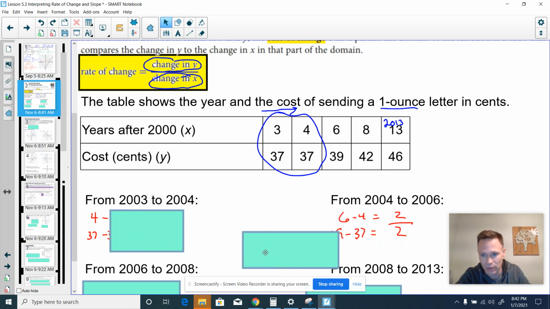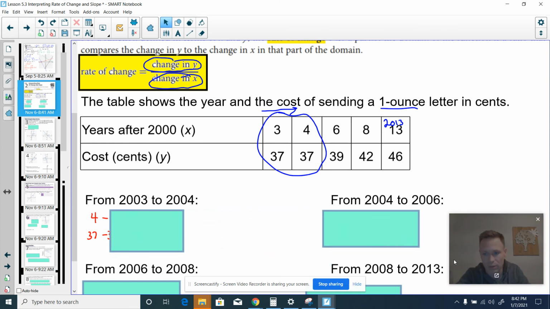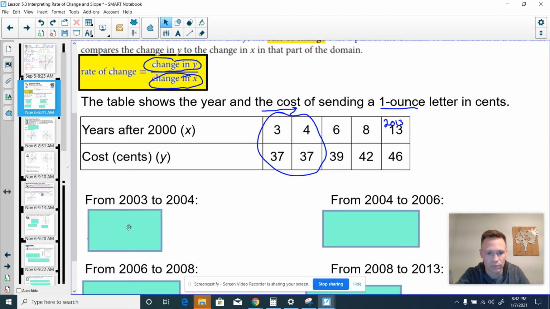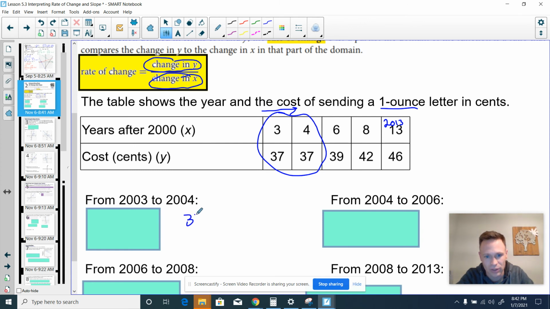Actually, I got this backwards here. What we're going to do, I'm going to rewrite these. Okay, so the change in y would be 37 minus 37, right? Because those are the y values. And then the change in x would be 4 minus 3 because it increased by 1. So 4 minus 3, which would give me 0 change for y over a change of 1 for x. Okay, so that'd be 0 over 1. We'll get back to what that means. That means in 1 year, it didn't change at all. So it changed 0 cents in a year.